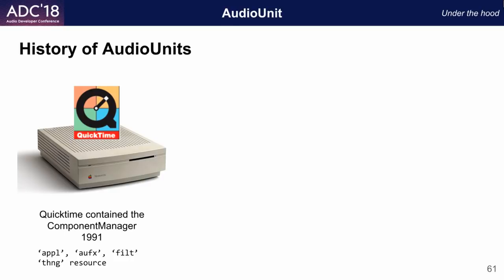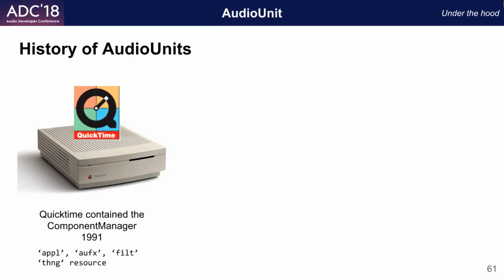I don't know how familiar people are with audio unit programming, but you have these little triplets of the manufacturer, the subtype, and the type of your audio unit. That all comes from that Component Manager. Also, audio units need to have a thng resource. Up until, I don't know, macOS 10.6, you needed that weird thng resource in your resource fork. That's all legacy from 1991.